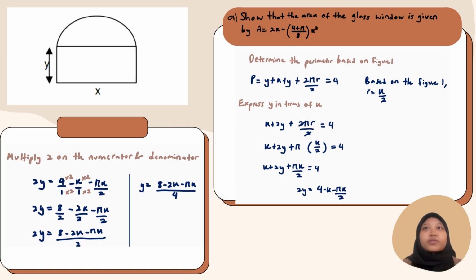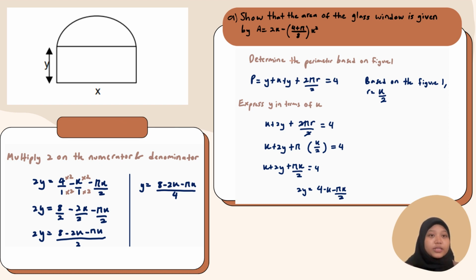So it asks to show that the area of the glass window is given by A equal to 2x minus (4 plus pi over 8) x squared. Firstly, we need to determine the perimeter based on figure 1. So based on figure 1, the perimeter is y plus x plus y plus 2 pi r over 2 equal to 4. 2 pi r over 2 is the perimeter of the semicircle. 2 pi r is the perimeter of the circle. So if it's a semicircle, we divide it by 2.